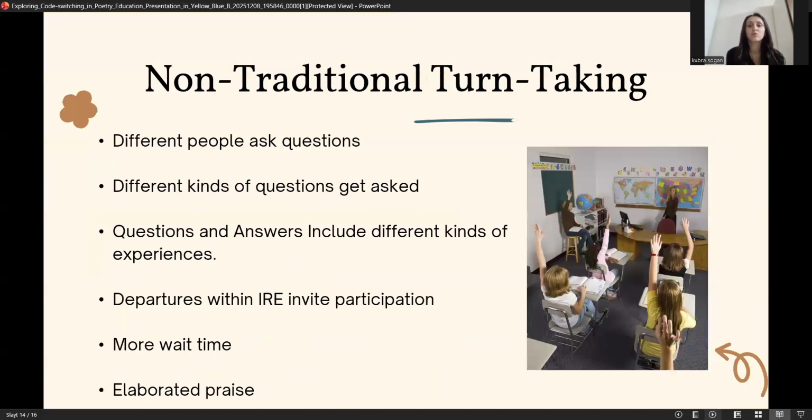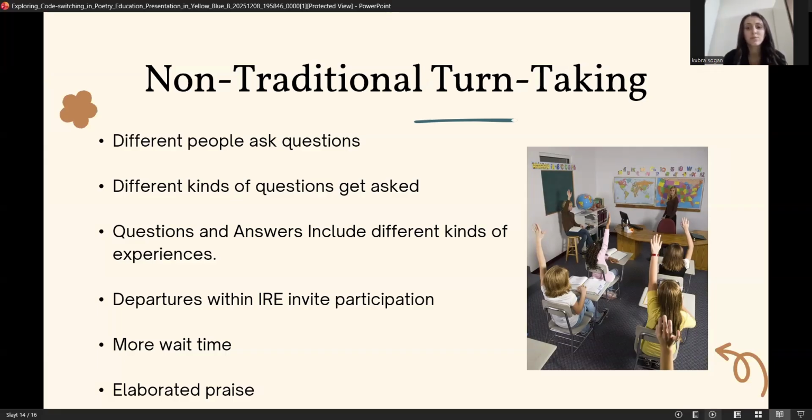And non-traditional turn taking. Different people ask questions. So its benefits: more voices and more perspectives. Different kinds of questions get asked. Questions and answers include different kinds of experiences.